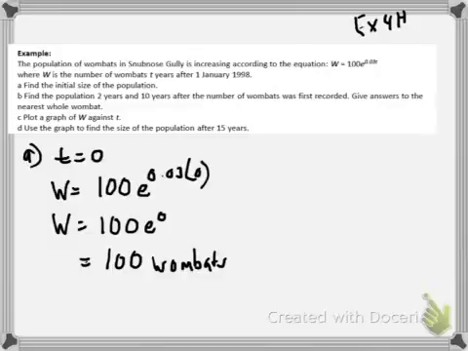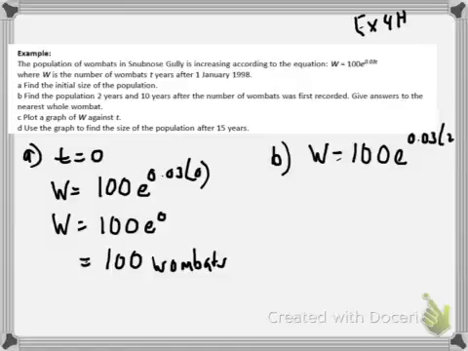Part B, find the population 2 and 10 years after the number of wombats was first recorded. Give the answer to the nearest wombat. So for B, it's going to be W equals 100 e to the 0.03 times 2. Work that out on the calculator. And we get 106 wombats to the nearest wombat. So that's for 2 years there.